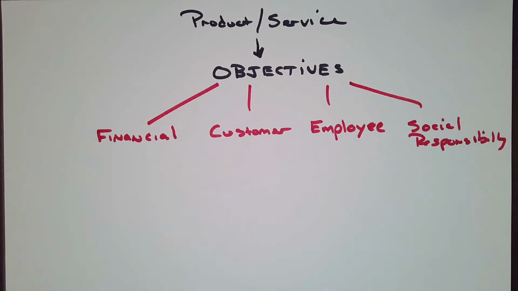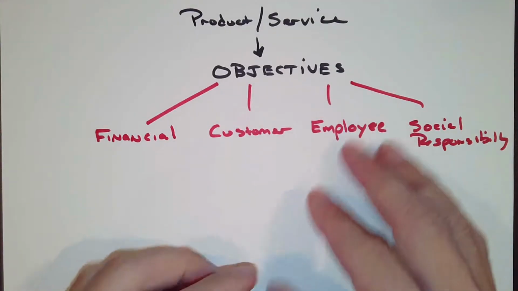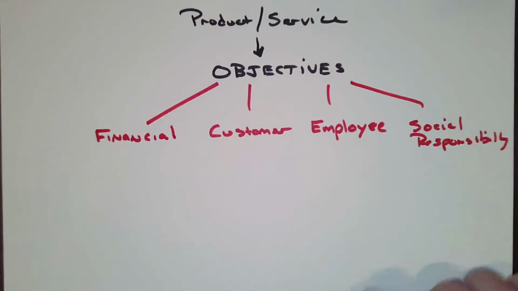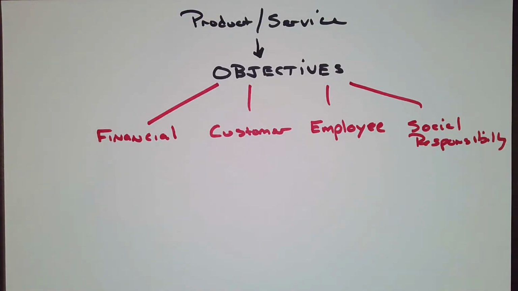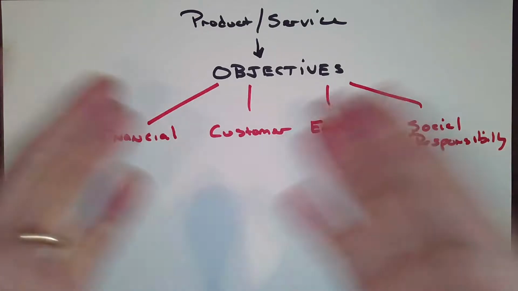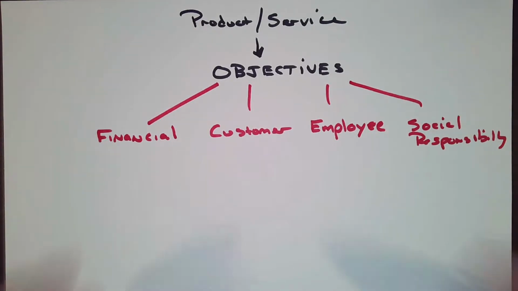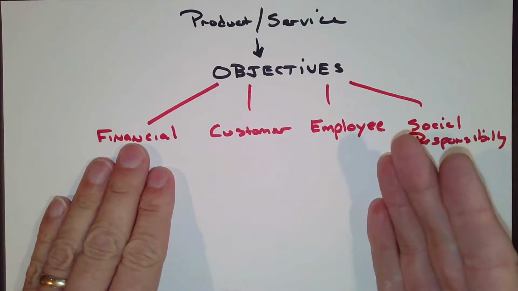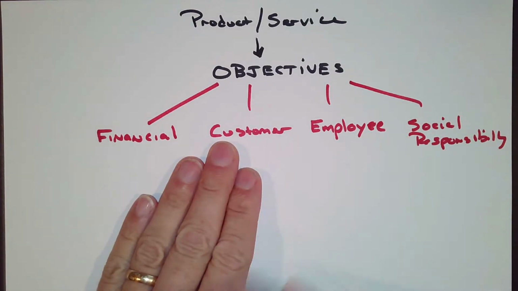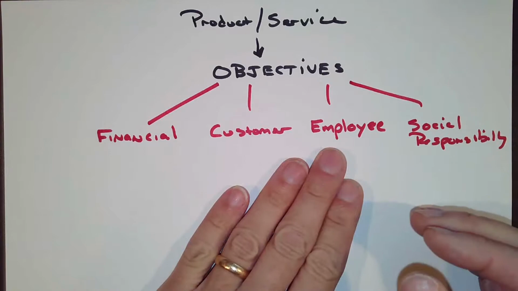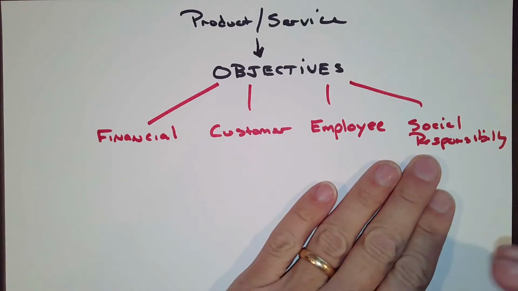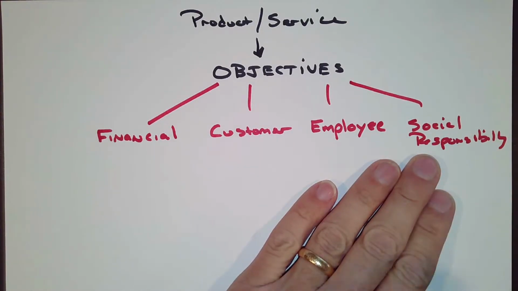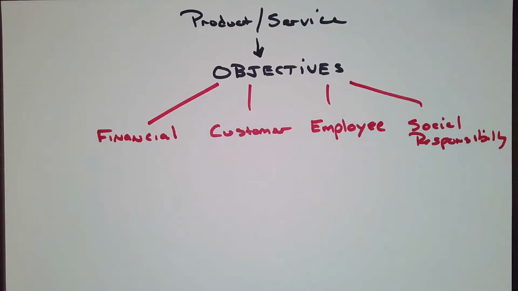We've established that we have a product or service and that the owners of the product or service, the human capital, the people who own the human capital around this product or service, set up objectives. And we found four basic objectives that most, if not all, organizations should be paying attention to. They're financial objectives, objectives around customers, objectives around employees, and just a general overall social responsibility objective. How are we viewed by the broader market?